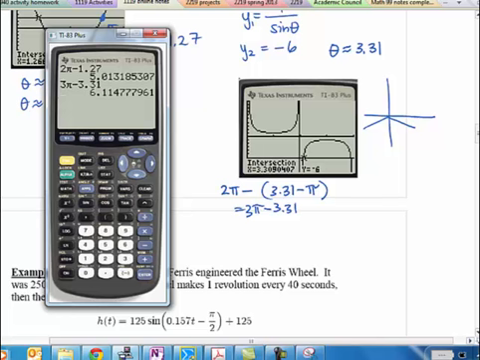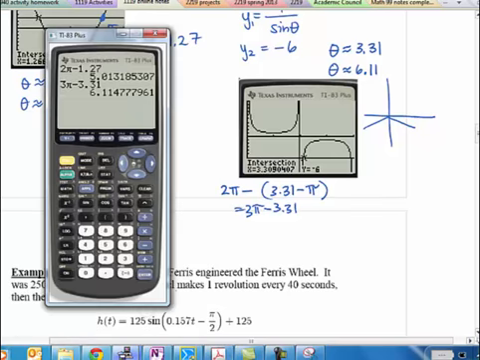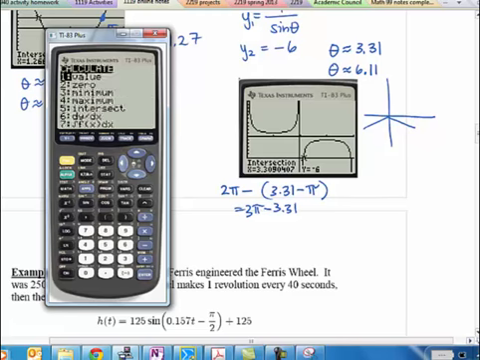So 6.11 roughly. And again, if we were to go back to our graph and do an intersection again, we're on that first curve, that's the one we want. Second curve is that -6, and then our guess, we want to move over closer to this other one.